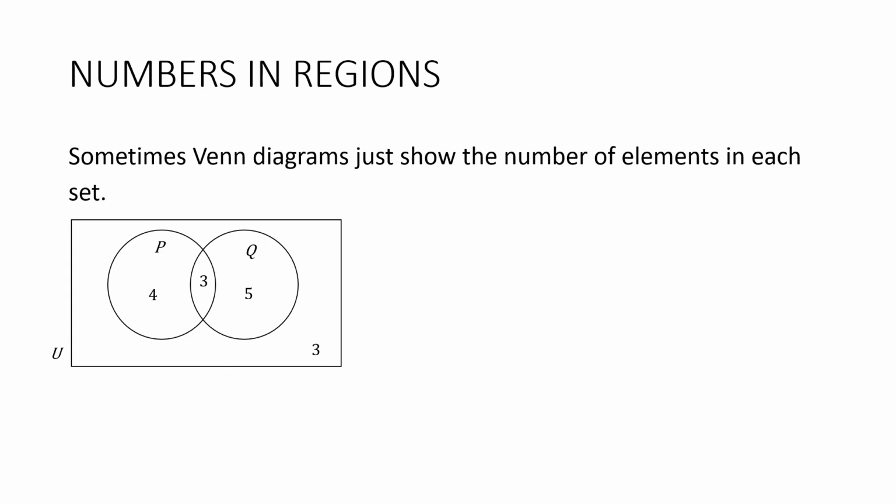Now sometimes Venn diagrams don't list the individual elements in each set. They instead show the number of elements. And we could be asked a question like this. Find the number of elements in the set P. So that's everything inside here. 4 plus 3. There's 7 elements in the set P.